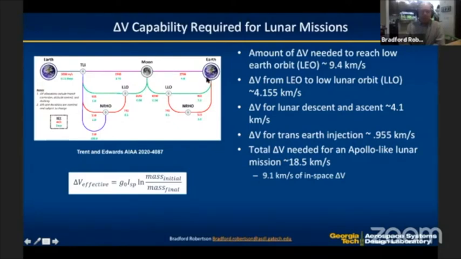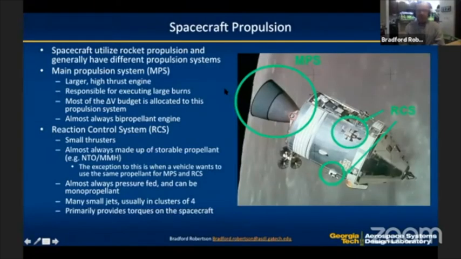So if it was a pure Apollo-like lunar mission, you're looking at a total of 18.5 kilometers per second between launch to low Earth orbit and then 9.1 kilometers per second of in-space delta V. I just wanted to give you all an idea of the orders of magnitude we're looking at in terms of the amount of energy change needed within the Earth-Moon system. And so that brings me to how we achieve this delta V.